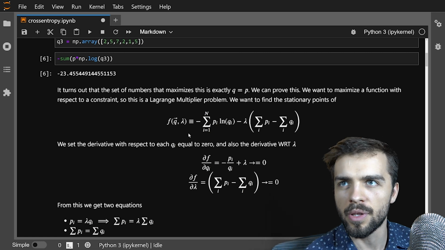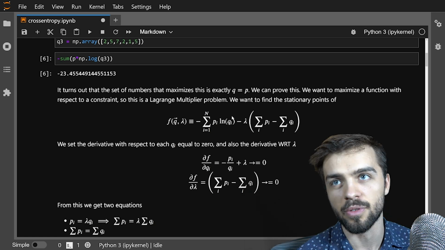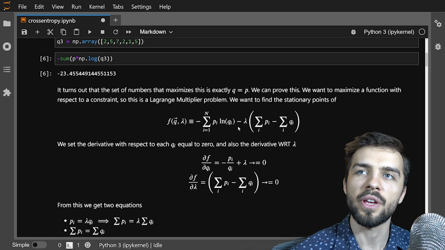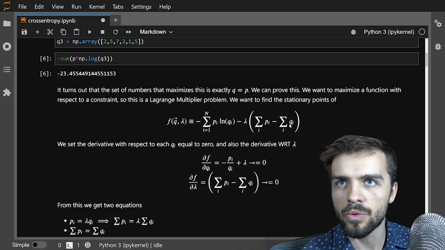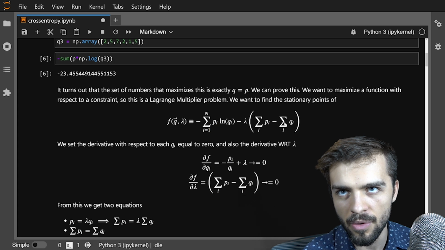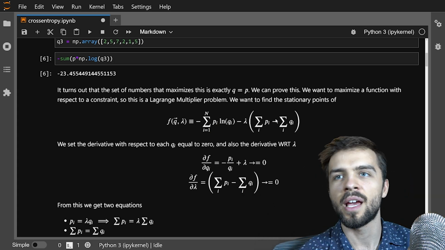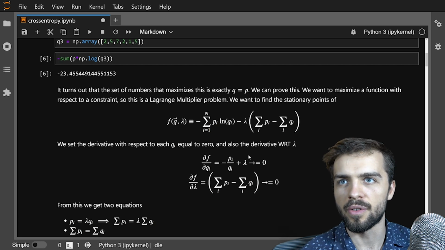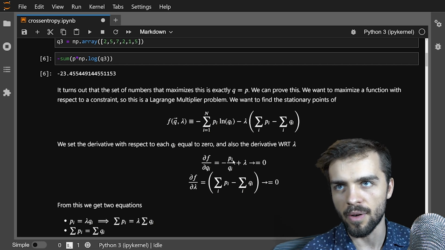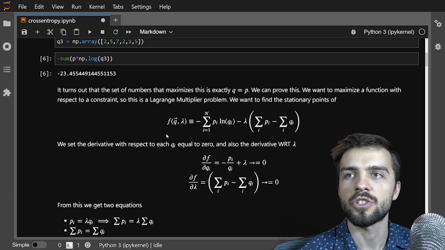With setting the derivative with respect to each of the qi's, well, here it's simple. It's just minus pi over qi. The derivative of the natural logarithm is 1 over the thing inside it. And then also the derivative here, well, there's the sum of the qi's, so the derivative will hit one of these qi's, and the derivative of qi with respect to qi is just 1. So that's where you get this extra factor of lambda coming from. So df/dqi is this whole expression here, and this is equal to 0. So this is finding the extreme values of this function here.